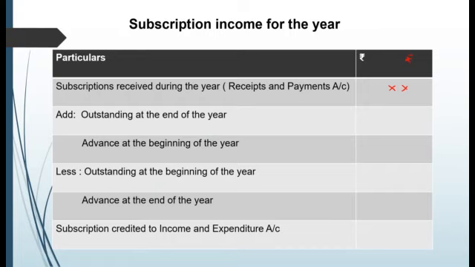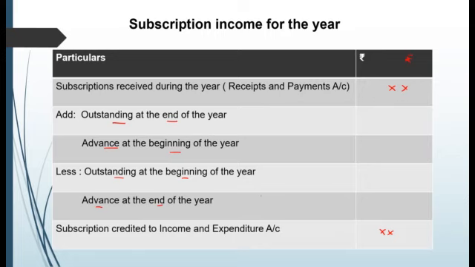When you add and subtract these amounts, you arrive at the ultimate amount which you would be crediting to your income and expenditure account, which would be the subscription income of the year. Therefore, to understand what is to be added: outstanding at the end of the current year and advance at the beginning of the current year. And the opposite is subtract, meaning outstanding at the beginning and advance at the end. That's as simple as that.